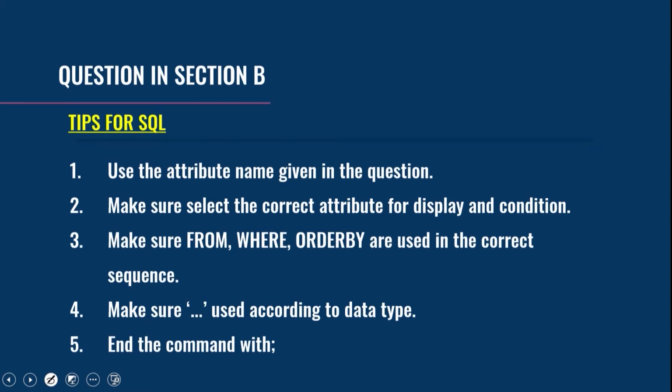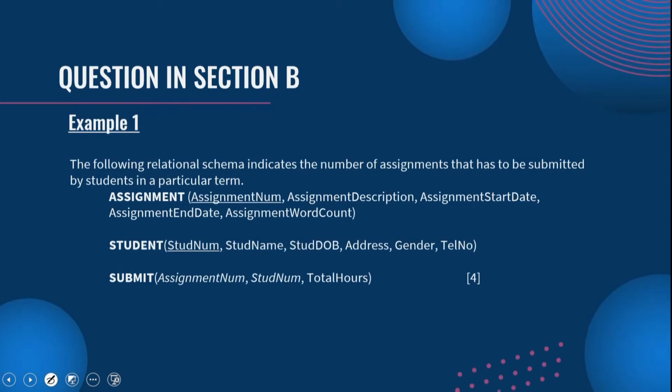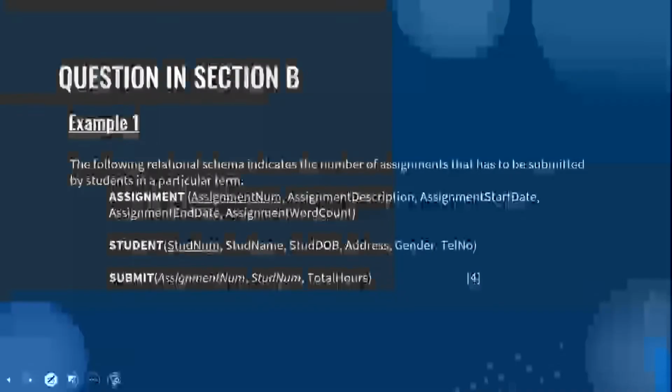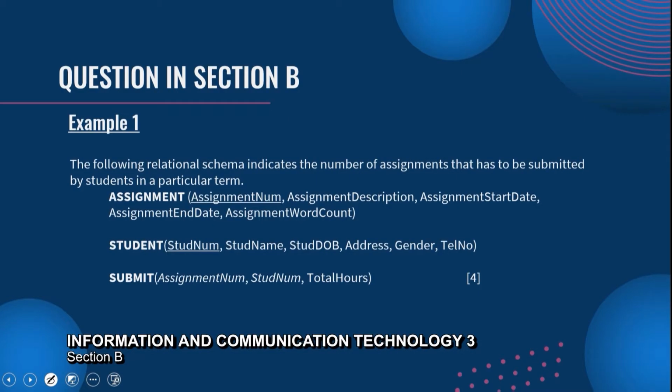Don't forget. Okay, next, let's look at the question. The following relational schema indicates the number of assignments that have to be submitted by students in a particular term. So you are given 3 relational schemas. The first one is assignment, followed by the attributes. They underline the assignment number to show that it is the primary key. And then student number is the primary key. And then submit, we have 2 foreign keys there, assignment number and student number, followed by total hour.